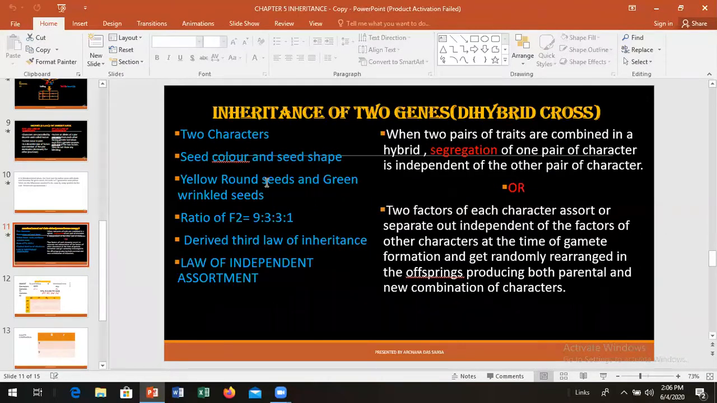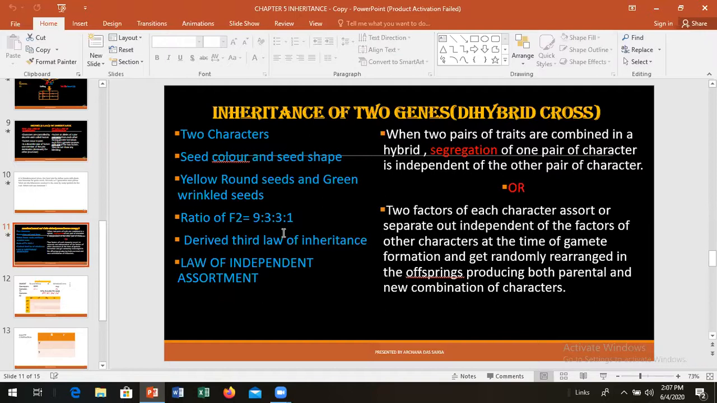He selected a plant which would bear yellow and round seeds. It was a pure line, true breeding plant he created. Already through monohybrid experiments, it was confirmed that yellow seed color is dominant over green, and round shape is dominant over wrinkled. So he took a plant where both dominant traits were present and another plant where both recessive traits were present. Then after carrying out the experiment, he got a new ratio this time, which came out to be 9:3:3:1. We will be discussing how this ratio came about.